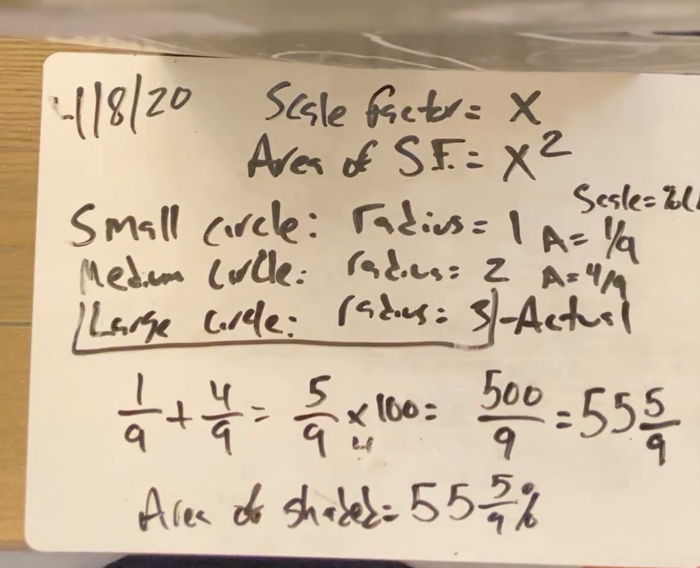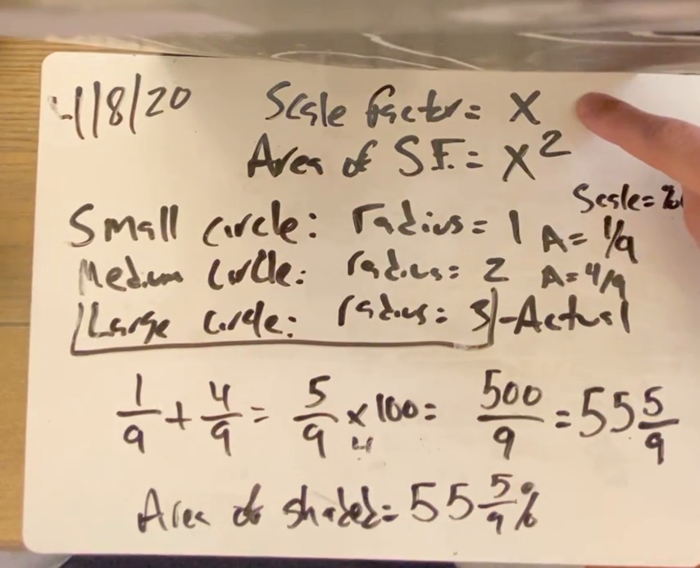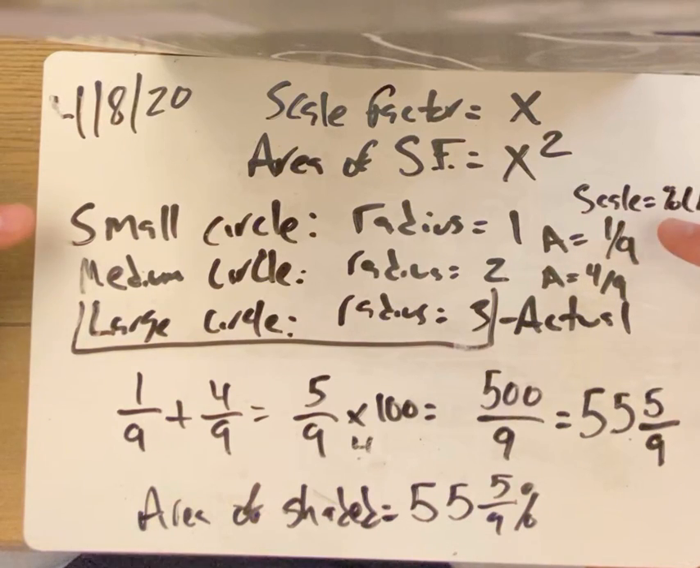So remember, just get the scale factor, just like we've been doing. Scale equals percent times actual, and then just square it. So if the scale factor was 2, 2 squared would be 4. That would be the area. Make sense?